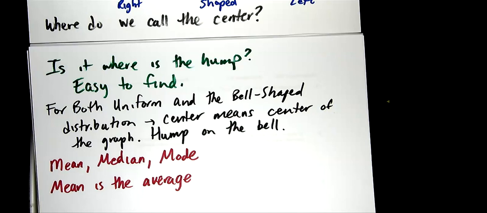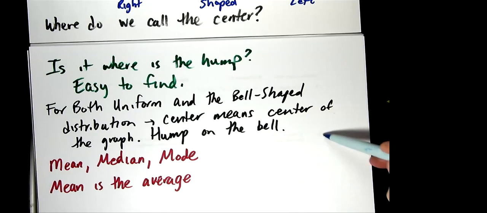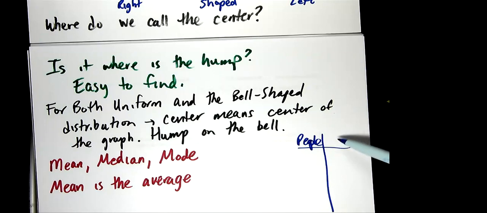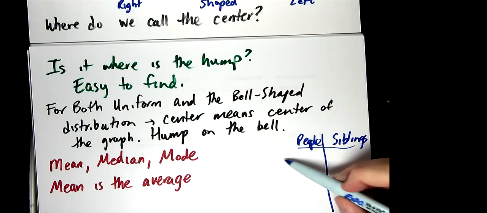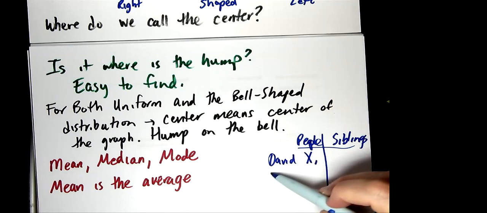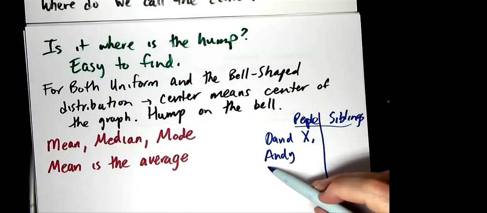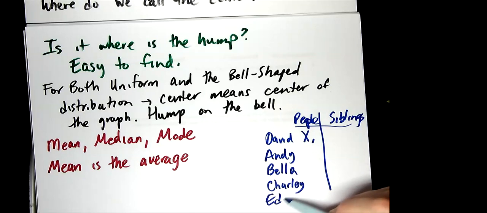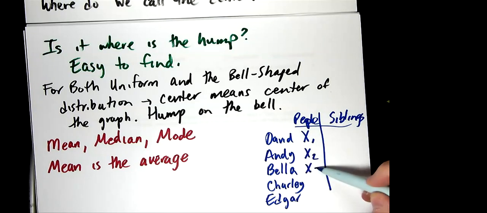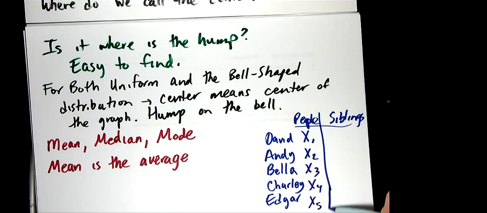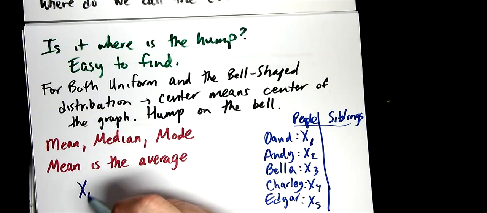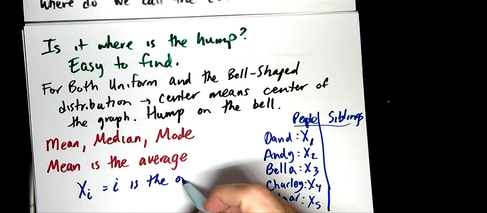So like if I had 5 different people, and we put in siblings. Let's say David, I'm gonna call him X1. Andy, Bella, Charlie, and Edgar. I could label these X1, X2, X3, X4, X5. These are just labels to kind of sort them out. And then the subscript is basically what position. So if I write Xi, i is the order in the entries.